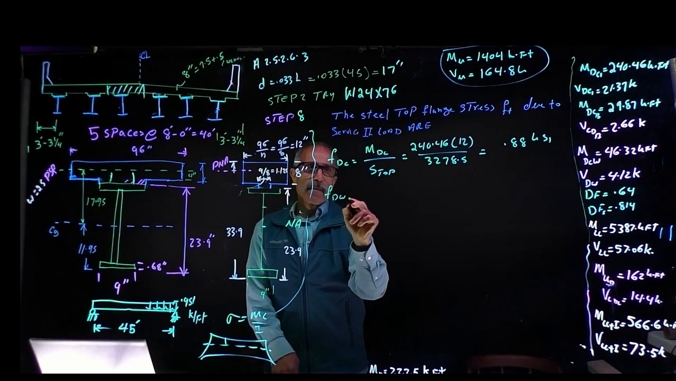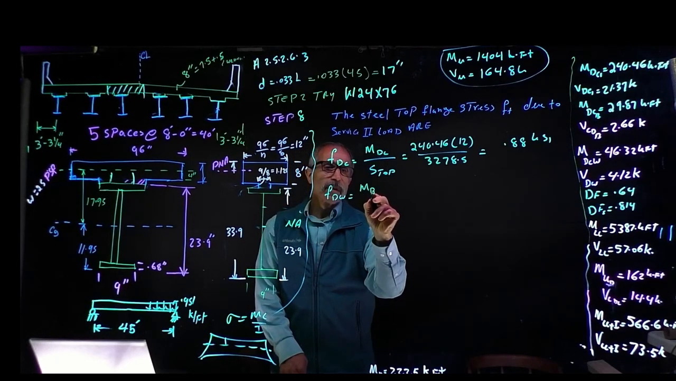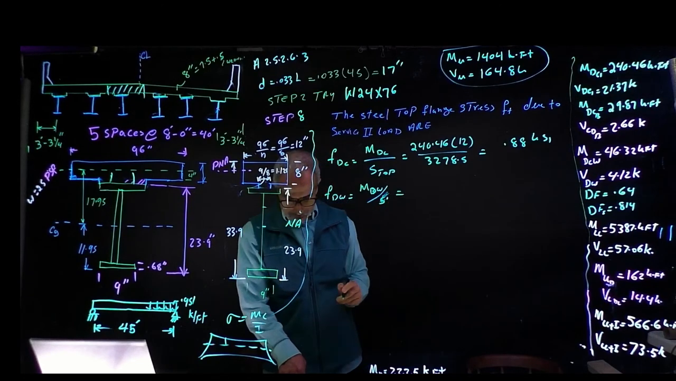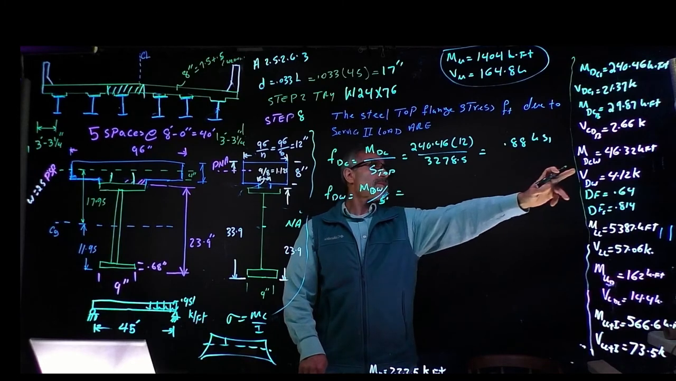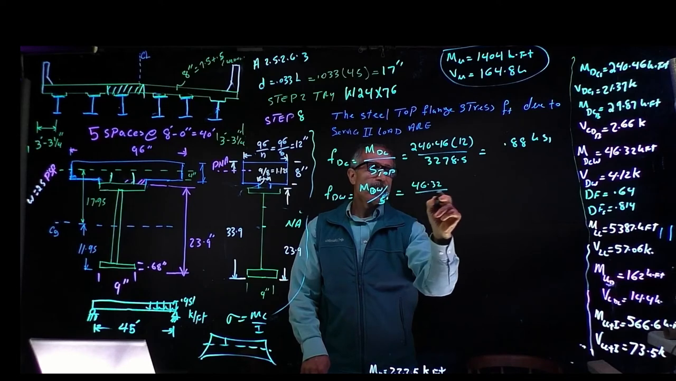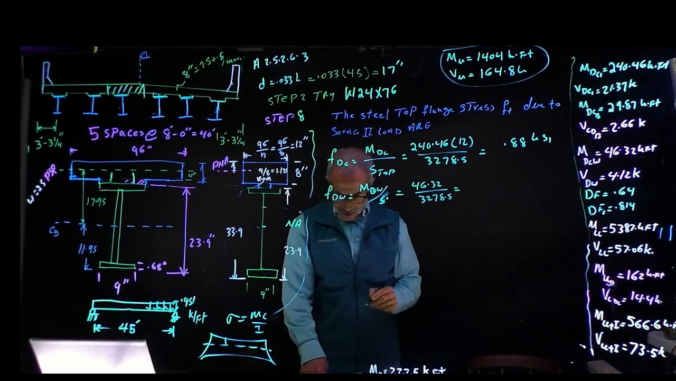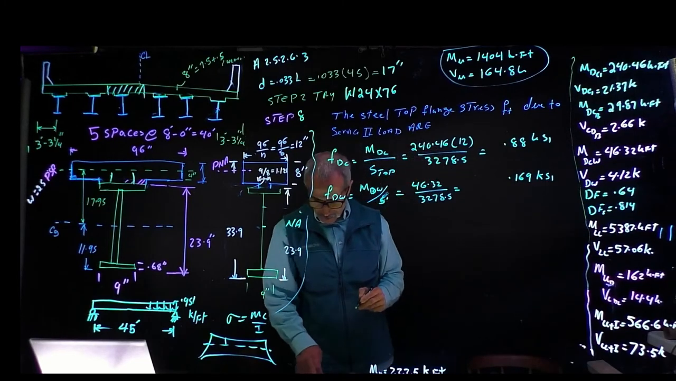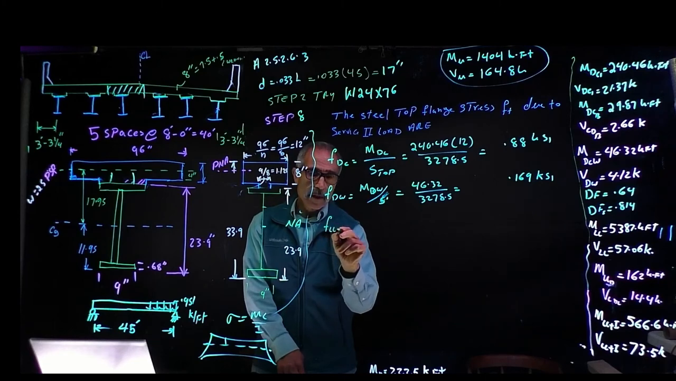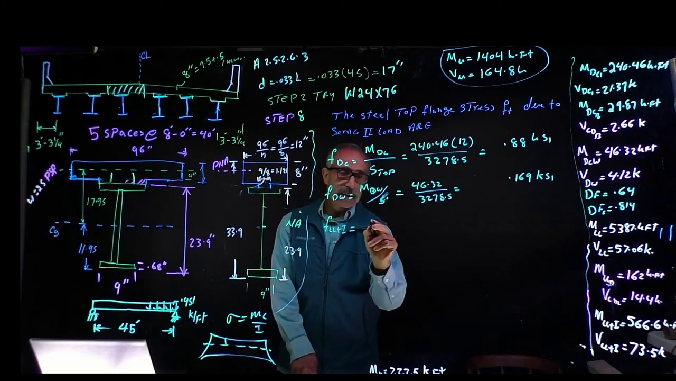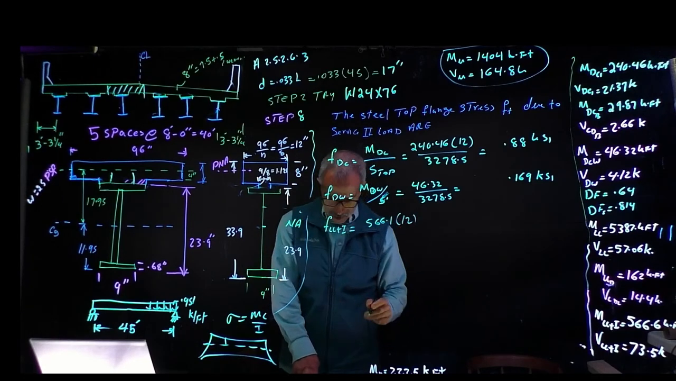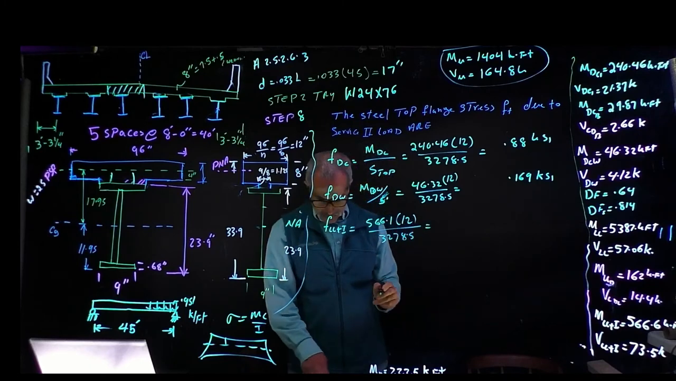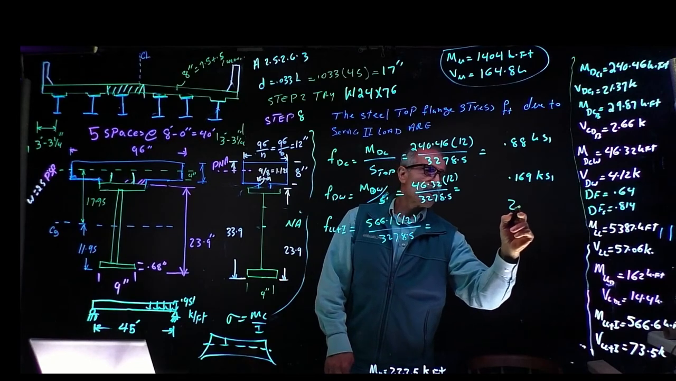FDW, and that is MDW divided by S at top. So DW came out to be 46.32 divided by 3278.5, and that gave me 0.169 kip per inch squared. Then I have the one for the total load, FLL plus IM. And that comes out to 566.1 times 12. I forgot to put the 12 up here. And divide that by 3278.5. And that comes out to 2.07 KSI.